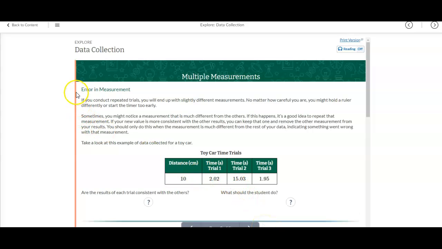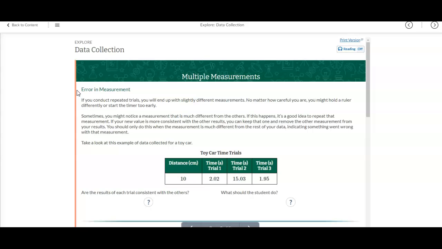Errors in measurement. So this can easily happen. If you conduct repeated trials, you'll end up with slightly different measurements. No matter how careful you are, you might hold a ruler differently or start the timer too early. Sometimes you might notice a measurement that is much different from the others. If that happens, it's a good idea to repeat that measurement. If your new value is more consistent with the other results, you can keep that one and remove the one measurement from your results. So you would remove the one that's way off.